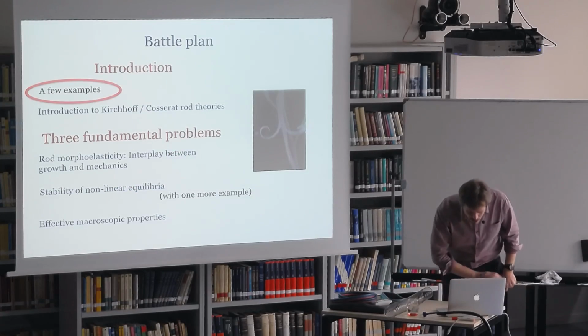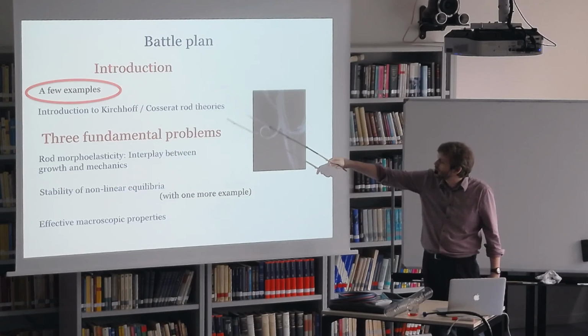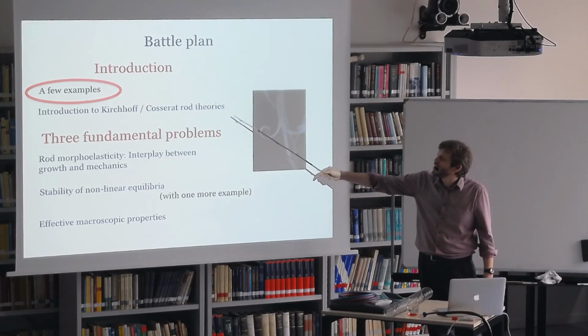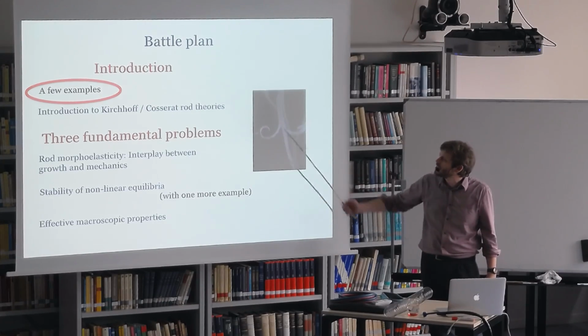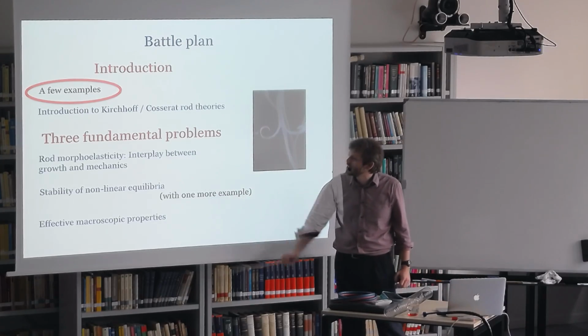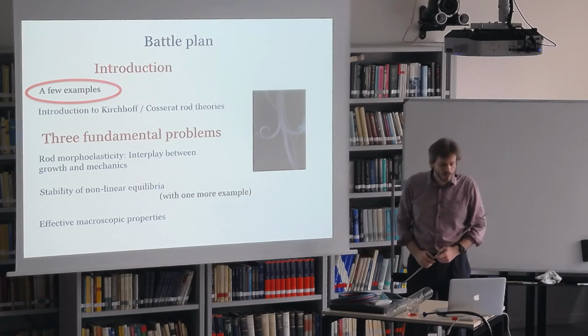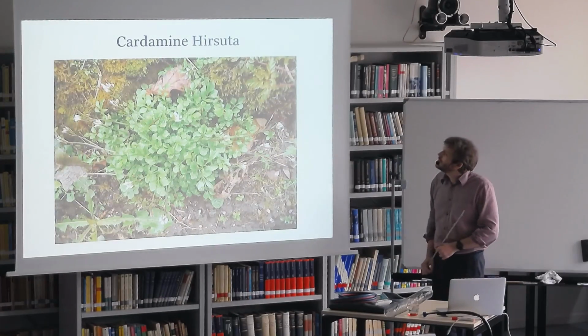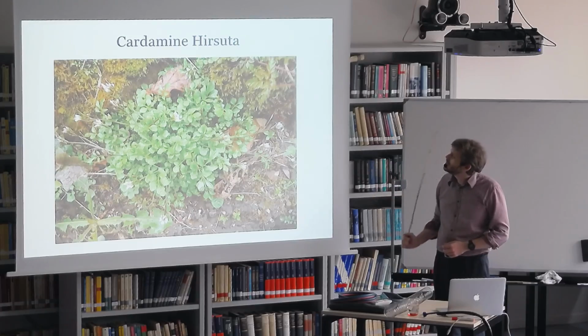So here is what we're going to talk about. We're doing a few examples. We're going to talk about the chameleon and about Cardamine. I will take a little bit of time to remind you about Kirchhoff theories for rods. And then there are 3 theoretical projects I'd like to mention, and I hope I'll have time to go through all of them. So the other thing we modeled recently is this plant called Cardamine hirsuta.